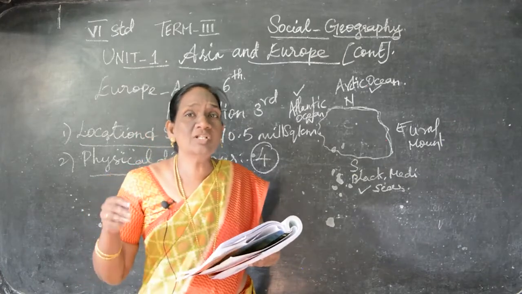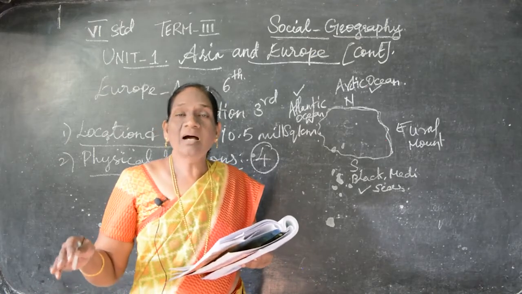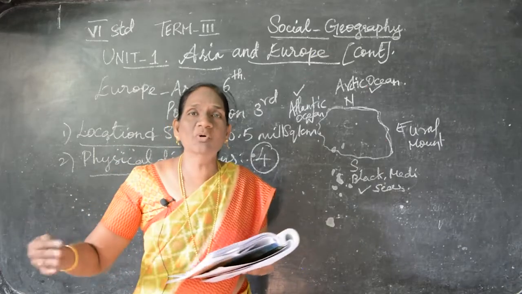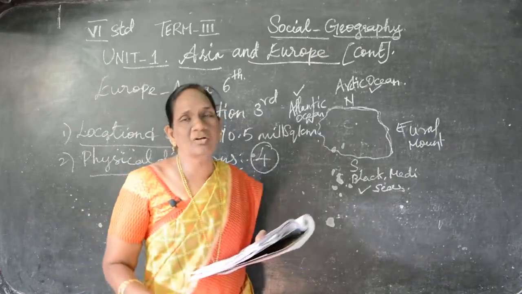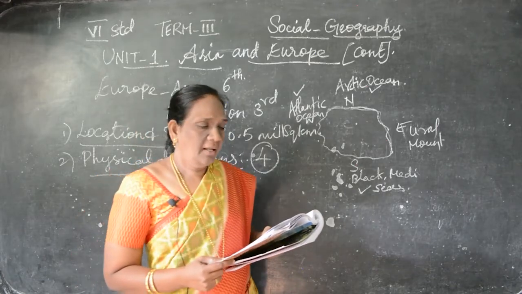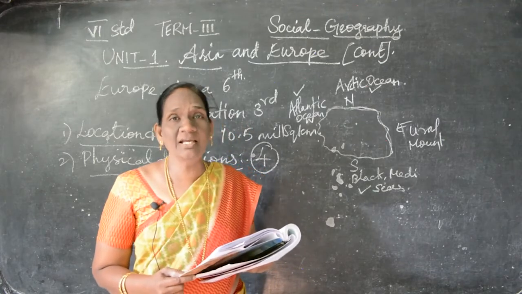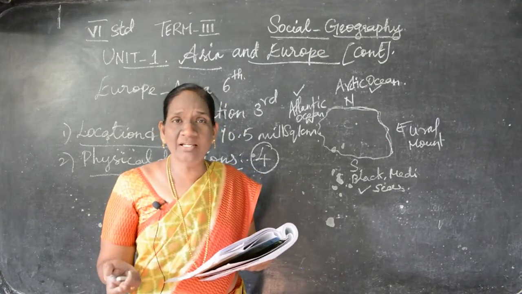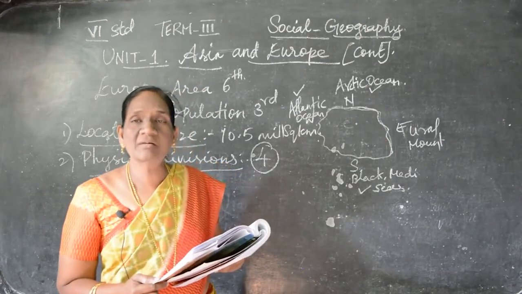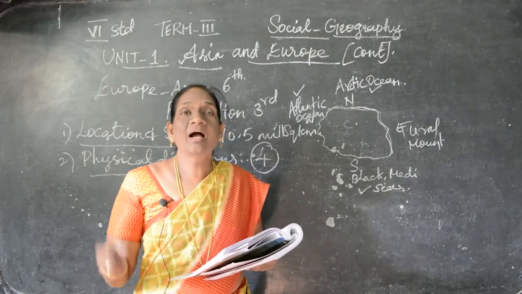Glaciers means slow-moving rivers. Rivers you all know. Rivers flow fast, but glaciers move slowly. They are called glaciers. Understand, children? Okay. And this region has a lot of lakes. Lakes, we call eri, like Puzhal lake for example. Like that there are many lakes which serve as reservoirs producing hydroelectricity.